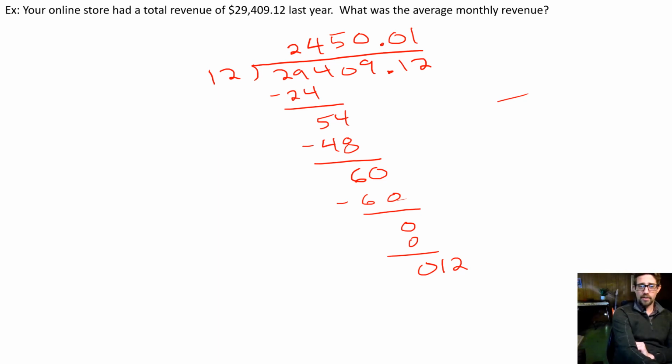Okay, so your average monthly revenue, and I do want to see units again, and units for here is as simple as just putting a dollar sign. It's $2,450.01. I promise the long division ones on the test will be fairly simple and straightforward.